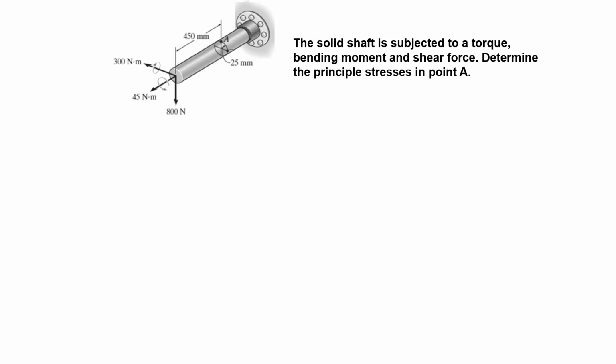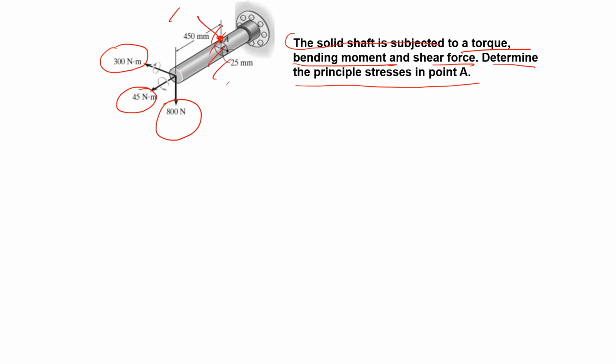Another problem: we have a solid shaft subjected to a torque. Where is the torque? This is the torque. This is my bending moment, and the shear force. Determine the principal stresses at point A. Here we have a section, and here is my point A.